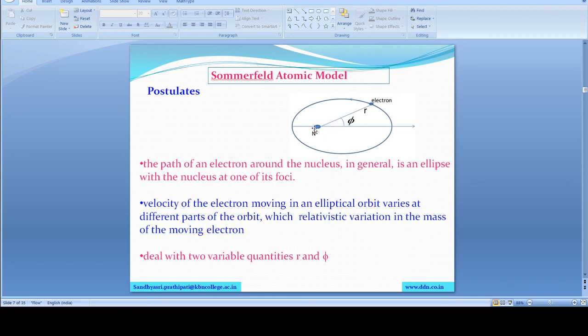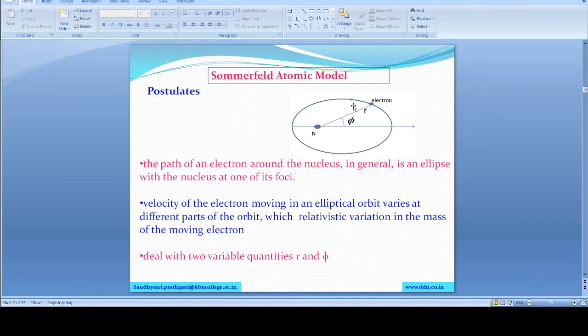That external force is coming from the electrostatic force between nucleus and electron. This is the positive nucleus, this is the negative electron. So there is an electrostatic Coulomb attractive force. Because of that attractive force, it is moving in an elliptical orbit where the nucleus is at one of its foci. Okay.